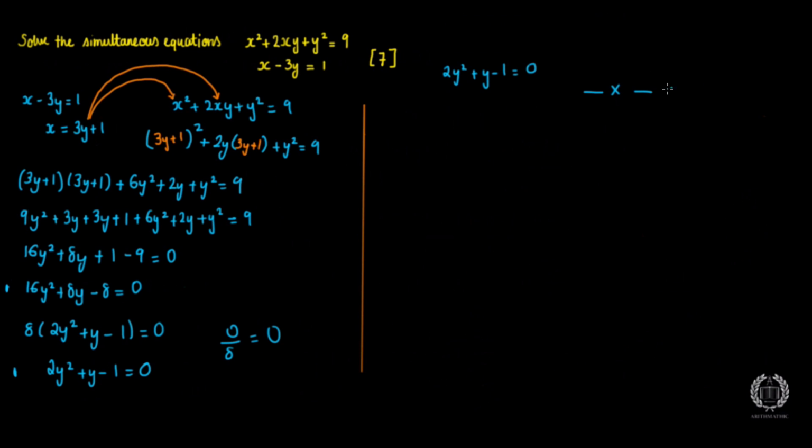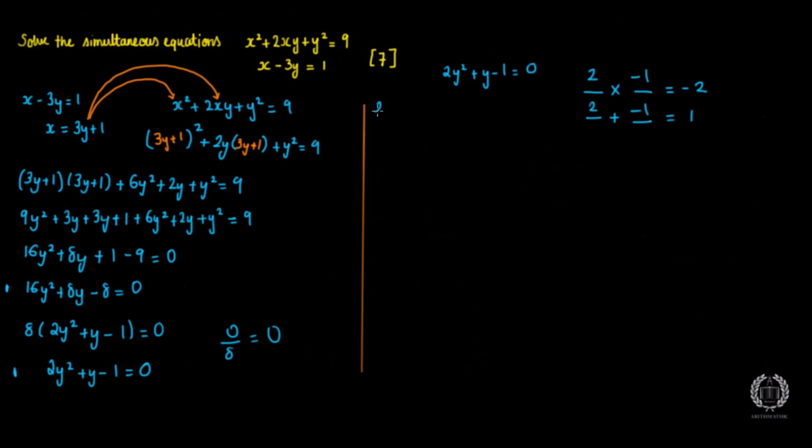Okay, so basically to factorize this, I want two numbers that when I multiply give me minus 2, because I do 2 times minus 1, and two numbers that when I add give me 1. So basically my two numbers are going to be 2 and minus 1, because 2 plus minus 1 is 1, and 2 times minus 1 is minus 2.